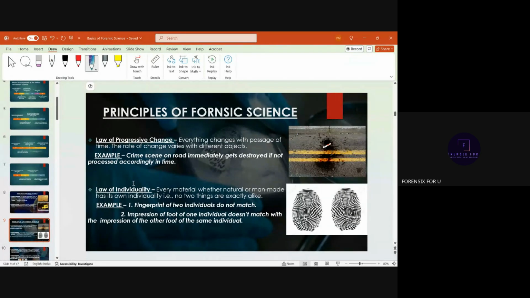The law of individuality states that anything which is natural or man-made has its own individuality. No two things are identical. The same thing that I stated before: no two fingerprints are identical, no two signatures are identical, no two footprints are identical, no two pages of your handwriting are identical.